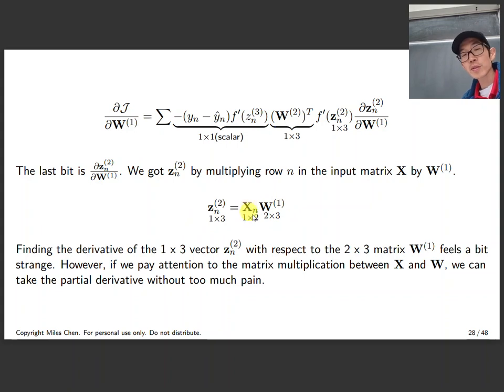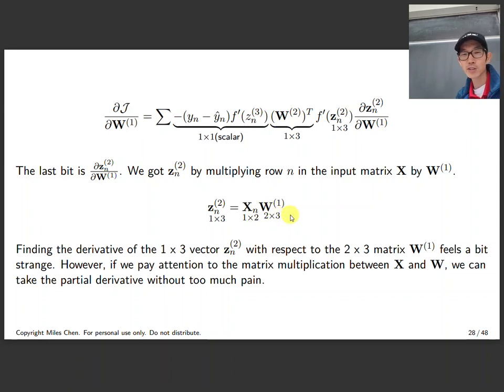The X values for that nth observation is a row. It's one row with 2 values: hours of sleep and hours of study or something. And then we multiplied it by matrix W1, which is 2 by 3.